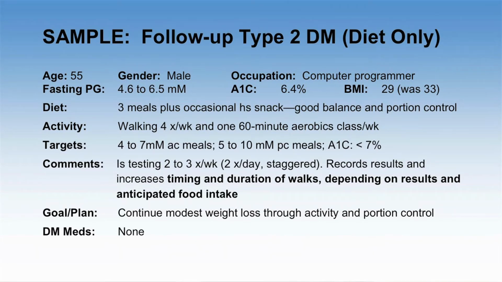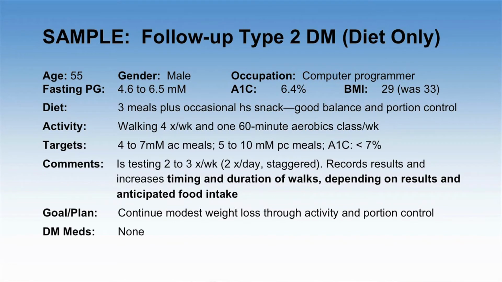So our first case here is a 55-year-old male. He's a computer programmer. His fasting glucose is 4.6 to 6.5. He has an A1C of 6.4. We're very happy to see this. He's obviously very motivated. He had a BMI of 33 to start. It's now 29, so he's taken your advice to heart and is working on diet and exercise. Has 3 meals plus an occasional snack.